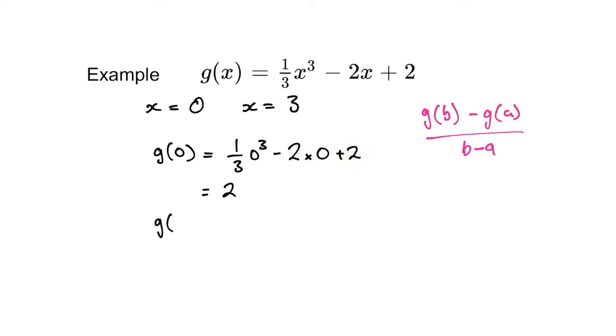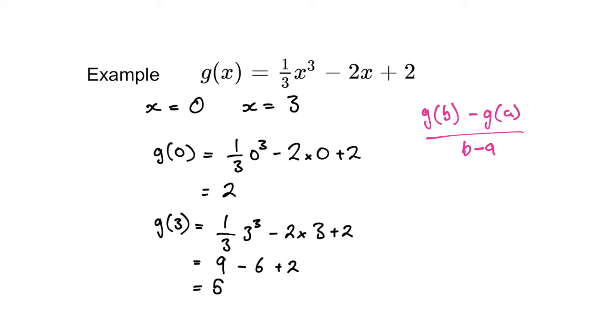And our g of 3 is going to be equal to 1/3 times 3 cubed minus 2 times 3 plus 2. Looking at the 3 cubed, that is going to give us 27. Dividing that by 3 is going to give us 9. Now we've got 2 times 3, which is going to give us 6 plus 2. 9 minus 6 is 3, plus 2 is equal to 5.